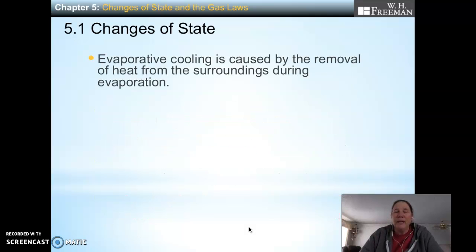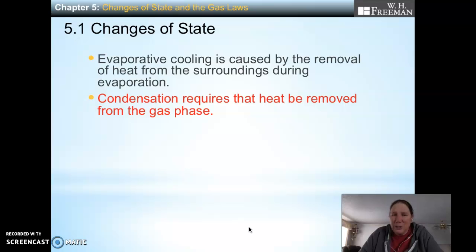Okay. Again, with changes of state, evaporative cooling is the removal of heat from a surrounding area. We do this when we sweat. When you sweat, the reason why you cool off is when the sweat evaporates, it takes heat with it, and then you cool off. Condensation requires that heat be removed from the gas phase. And again, if you've got gas vapor in the air and it hits a cool substance like your windshield, okay, now instead of being a gas it becomes a liquid. You took away some of the energy from it. Now the particles are closer together, so it changes from a gas to a liquid.